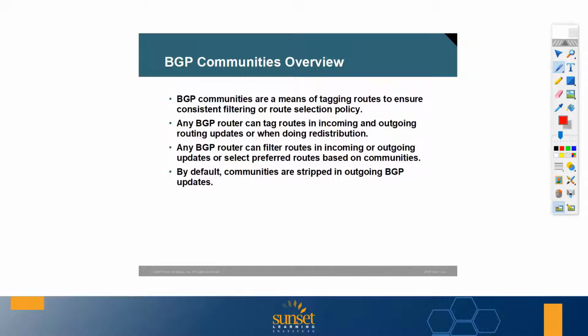And again, as we're doing things like redistribution, they show by default community strings are stripped in any outgoing BGP update. Again, the idea that it is an optional transitive attribute, unless we specifically tell it to, BGP will strip off those community strings as it gets sent out onto another neighbor. Okay? So we're going to want to make sure that they're propagating those BGP community strings.